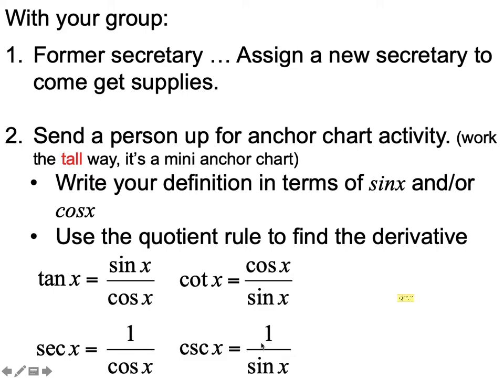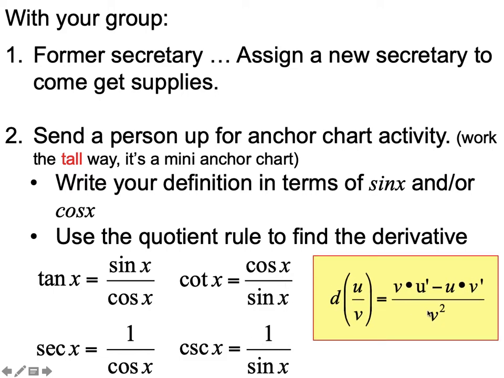And the way you're going to differentiate these ratios or these fractions is by using the quotient rule. So you're going to stick with the fractional or the ratio definitions of these last 4 trig functions, and you're going to go ahead and apply this quotient rule where you do low times the derivative of high minus high times derivative of low, all over low squared, right? Low d high minus high d low, and you're going to do that on one of these 4 fractions to create your anchor chart.